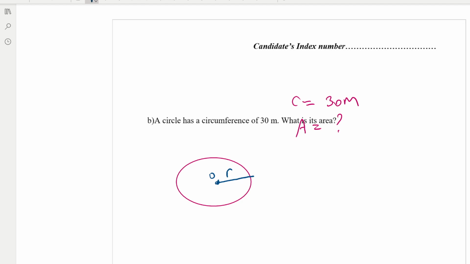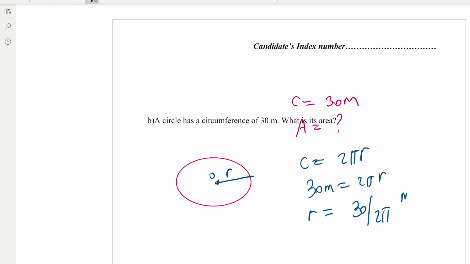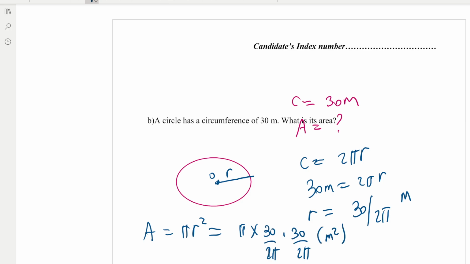So you can say that the circumference is 2 pi r. So 30 meters will be 2 pi times the radius, and the radius will be 30 over 2 pi, dear students. This is in meters. Then what is the area? Area is going to be pi r squared. So the area will be pi times r squared, so 30 over 2 pi multiplied by 30 over 2 pi. Eventually you will get meters squared.